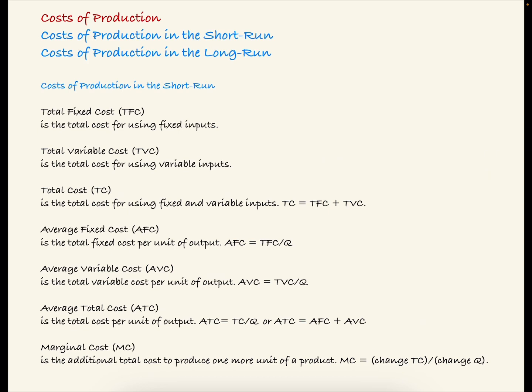Average total cost, or ATC, is the total cost per unit of output. Average total cost equals total cost divided by quantity, or average total cost is the sum of average fixed cost and average variable cost. And finally, we have marginal cost, or MC, which is the additional total cost to produce one more unit of a product. Marginal cost equals the change in total cost divided by the change in quantity.